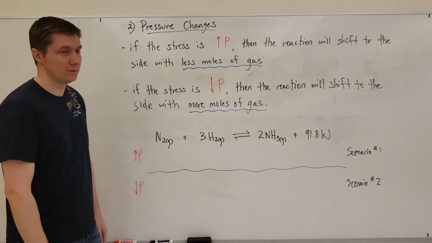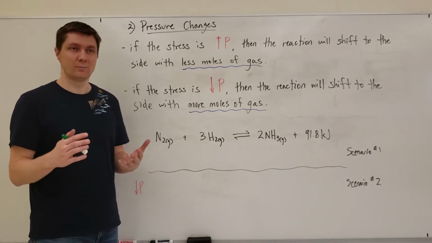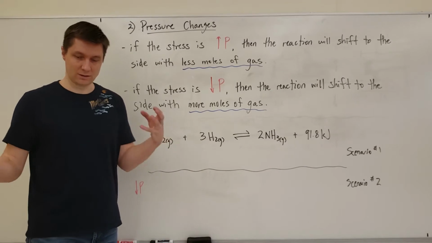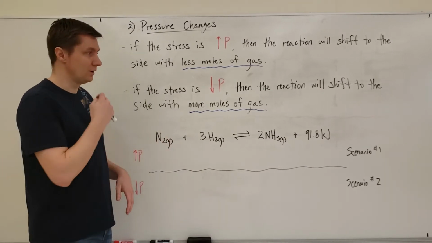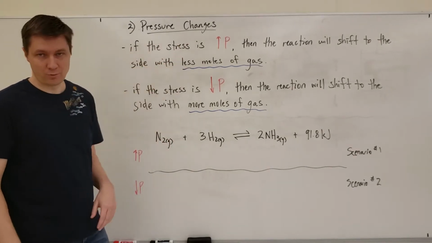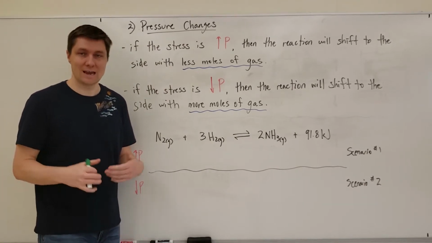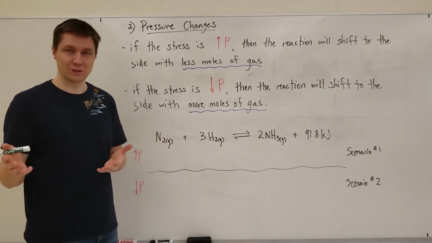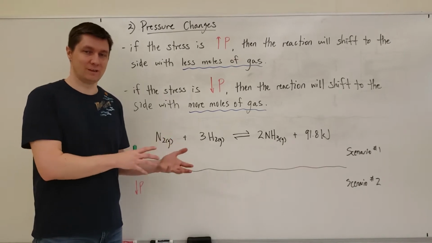And the way that the reaction will shift depends on how many moles of gas are on either side of the equation. So as you can see, for an increase in pressure for a reaction that's at equilibrium, the reaction will shift to the side that has fewer moles of gas.